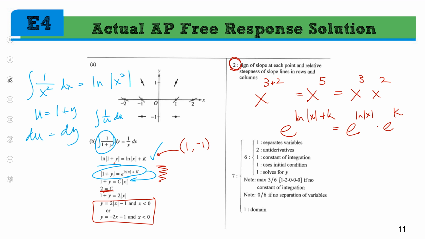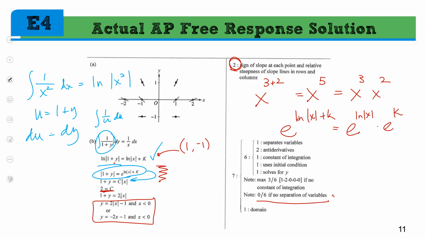However, I want to point out that little sentence. 0 out of 6 if you don't separate the differentials. At some point in this problem, you've got to have dx on one side of the equation, dy on the other side of the equation. If you don't, it doesn't matter what you do after that point, you will get 0 out of 6. Okay? So again, it was in a flashing red thing earlier in the slideshow. You have to separate the differentials.